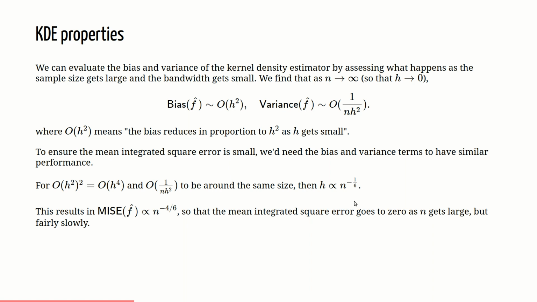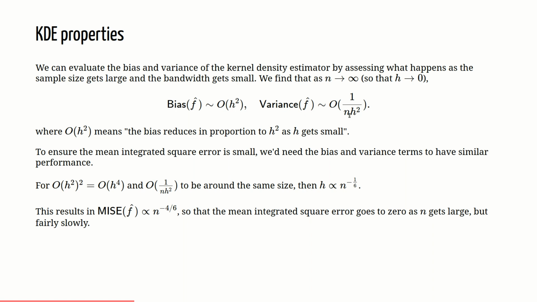And it turns out that we can work out in that asymptotic case exactly what the leading order terms, if you like, of the bias and the variance are. And it turns out that they behave like this. So the bias scales with h squared, the bandwidth squared, and the variance scales with 1 over n times the bandwidth squared. Essentially what this means is that as h is getting smaller, the bias is getting smaller even faster, and the variance is possibly getting smaller, but it depends on n.